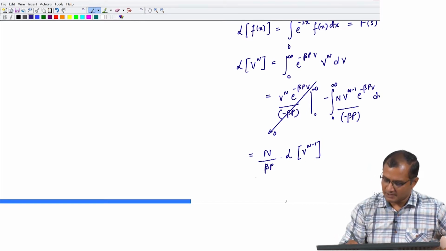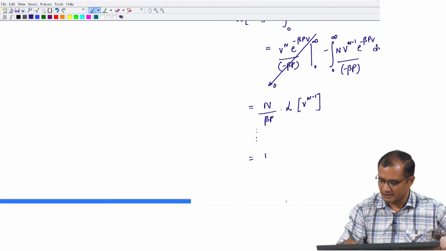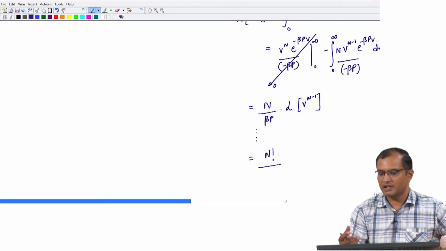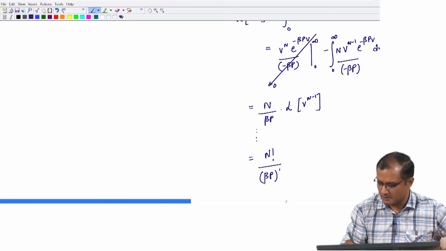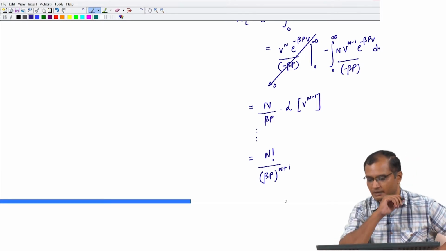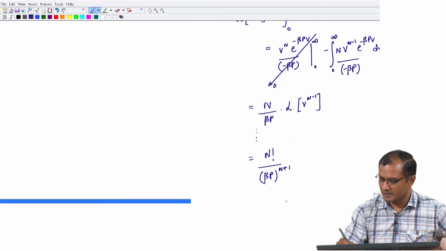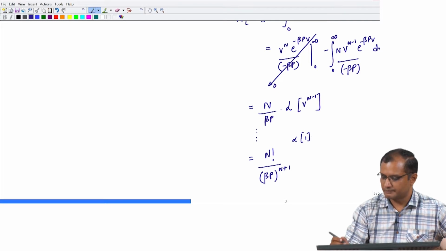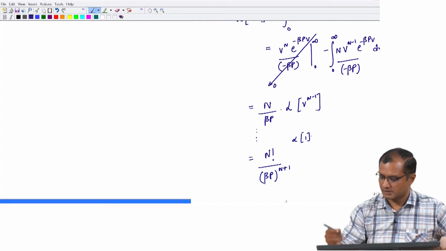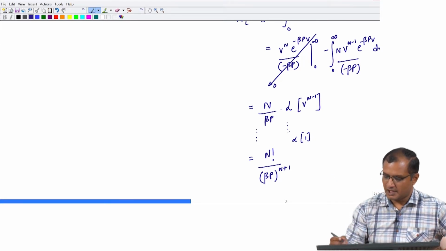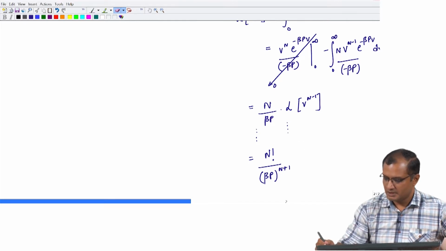So, if you continue like this until you get the Laplace transform of 1, that would be just n factorial. So, the next term would be n into n minus 1, and so this can be written as beta p the whole raised to n plus 1, when you end. The last term here would be the Laplace transform of 1, which is 1 upon beta p or 1 upon s. Anyway, so that is a short discussion of how you do a Laplace transform.